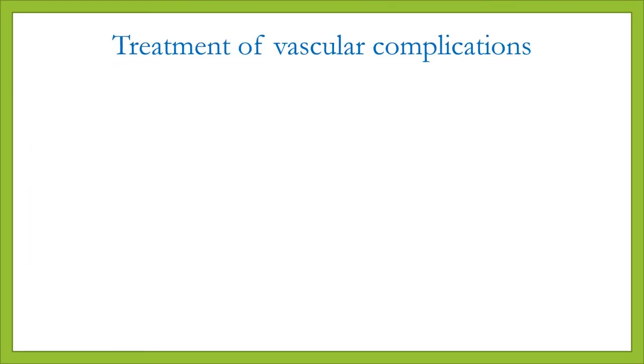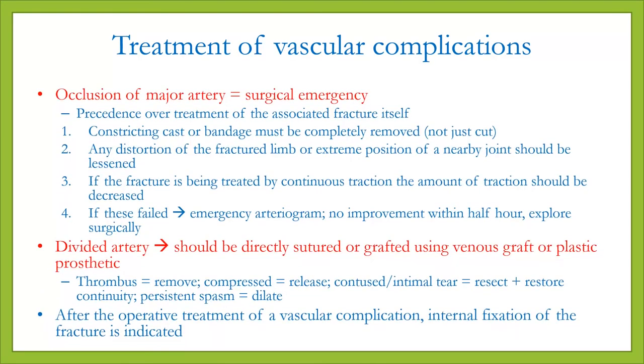Treatment of vascular complication. Occlusion of a major artery requires surgical emergency, taking precedence over treatment of the associated fracture itself. Constricting cast or bandage must be completely removed, not just cut. Any distortion of the fractured limb or extreme position of a nearby joint should be lessened. If the fracture is being treated by continuous traction, the amount of traction should be decreased. If this fails, emergency arteriogram; if no improvement within half an hour, explore surgically.